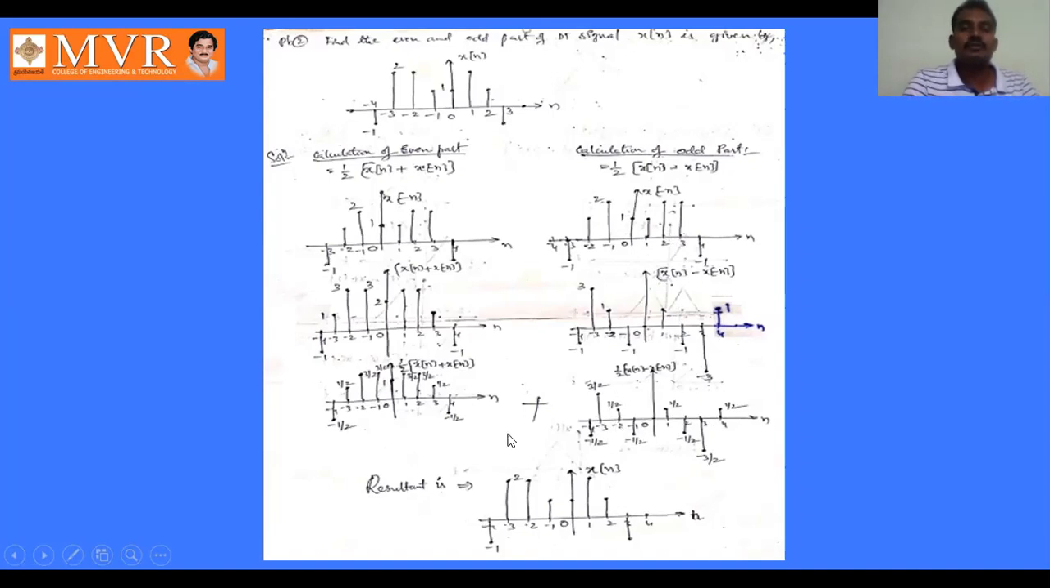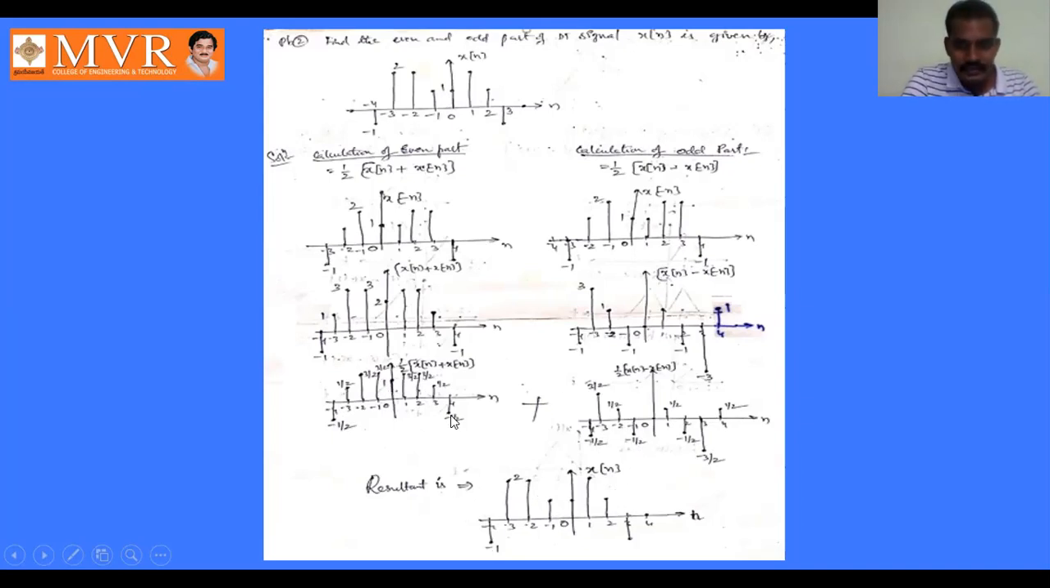By adding these two, we will get the resultant one. That resultant one should be exactly the same as the original signal. So at minus 4 its value is minus 1 by 2, and here minus 1 by 2, minus 1 by 2 plus minus 1 by 2, minus 1. At minus 3 it is 3 by 2, and at 3 it is 1 by 2, 3 by 2 plus 1 by 2, 4 by 2, that is 2. And at minus 2, 3 by 2, and at 2, 1 by 2, 3 by 2 plus 1 by 2, 4 by 2, that is 2. And at minus 1 it is 3 by 2, and at 1 it is minus 1 by 2. 3 by 2 minus 1 by 2, 2 by 2, that is 1.